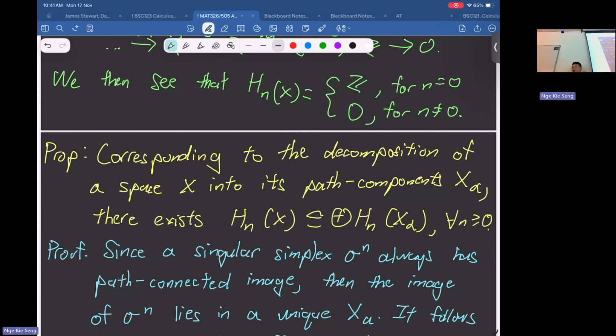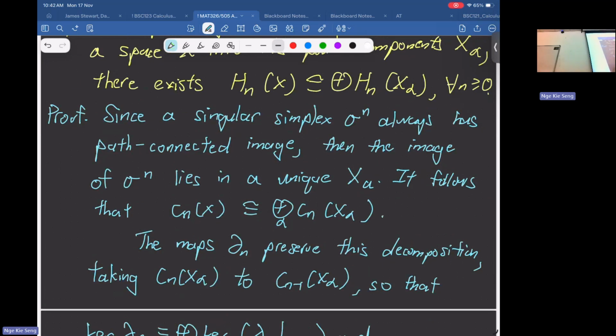So path connected and continuous, what is the relation from general topology? The continuous image of a path connected set is path connected. Obviously the singular simplex is path connected, so your image must lie in one of these path connected components. Meaning you can split your singular simplex by which path connected component its image lies in. So we can split the n-chain group into the direct sum of the C_n(X_alpha). Does it make sense?